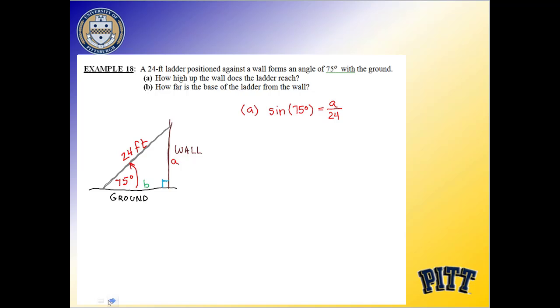And to solve that very simple equation at this point, I'm going to multiply both sides by 24, and get A equals 24 times the sine of 75 degrees, which is about 23.18 feet. So there you go. That's how you calculate that.